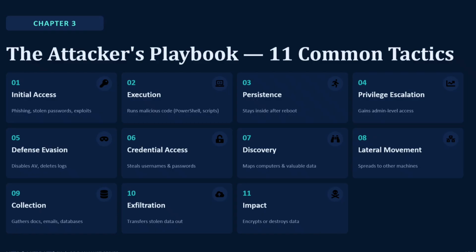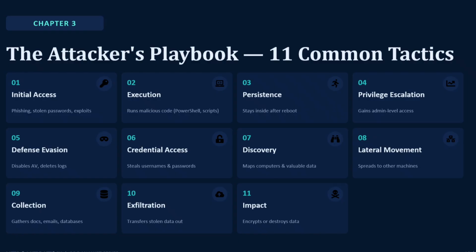Number 4. Privilege escalation. The attacker tries to gain administrator privileges so they can access more resources. Number 5. Defense evasion. The attacker attempts to avoid being detected. They may disable antivirus software, delete logs, or hide malicious files. Number 6. Credential access. The attacker steals usernames and passwords. Number 7. Discovery. The attacker explores the network to identify computers, servers, and valuable information. Number 8. Lateral movement. The attacker moves from one compromised computer to another within the organization's network.